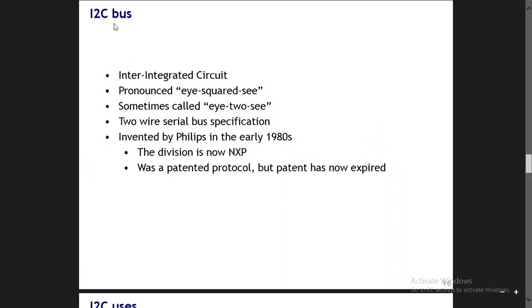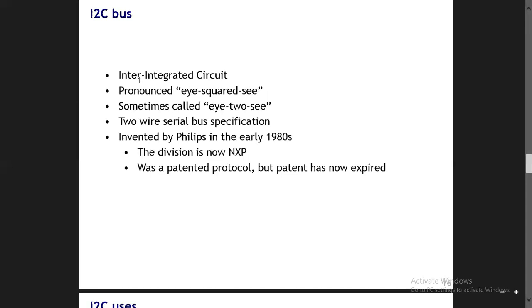So I2C basically is short for inter-integrated circuit. This is the complete nomenclature of the I2C, but in general we pronounce it as I squared C or I2C. These are the two terms which you usually hear, and you can easily identify them by this specific symbol, the way it is written here.